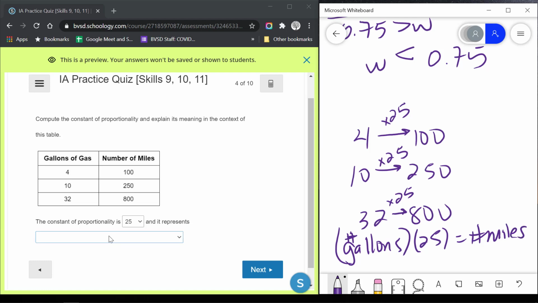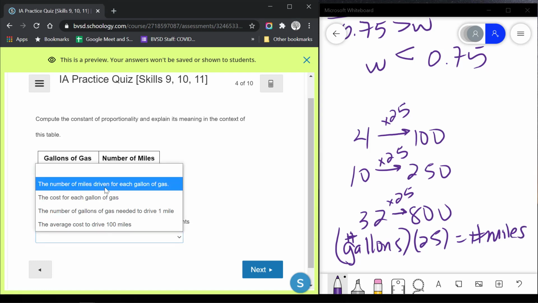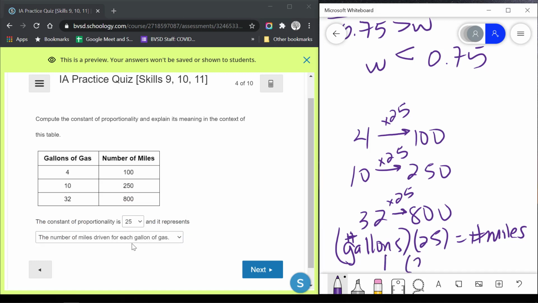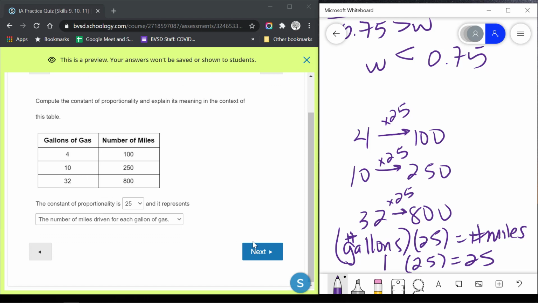So let's see if we can figure out what that means exactly. The number of miles driven for each gallon of gas. Does that seem right? Well, if I have 1 gallon times 25, that equals 25 miles. So 25 is the number of miles driven for each gallon of gas.